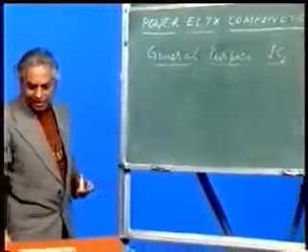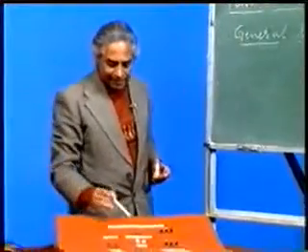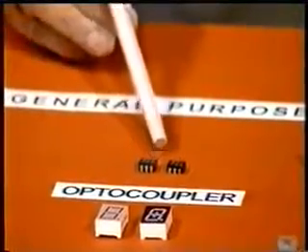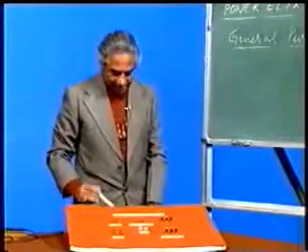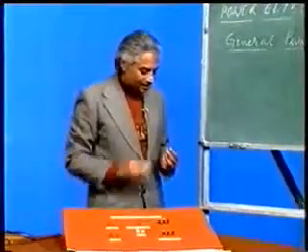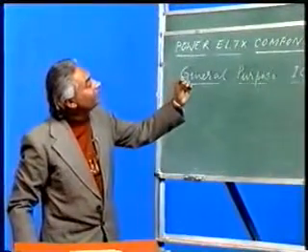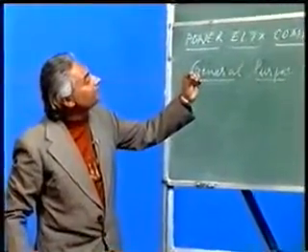You can see it here. You see, this is an optocoupler. Again, it is a 6-pin IC you will find. I have got it in my hand also. You can see there are 3 pins at the top, there are 3 pins at the bottom. So, in all it is a 6-pin IC.